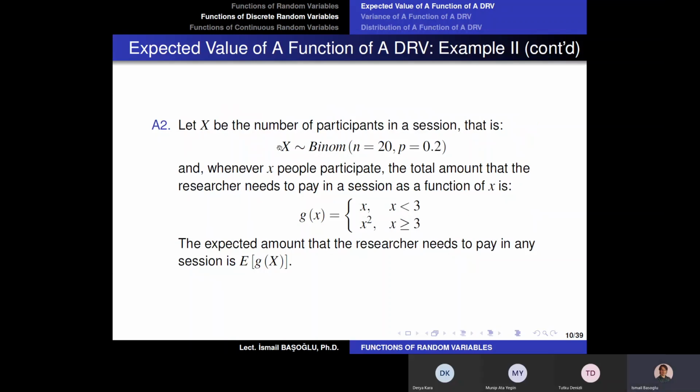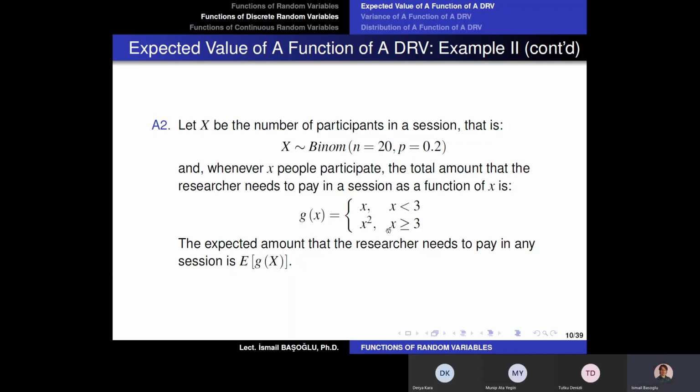So in this question, I know that in any session, the number of participants that will actually arrive to that session, that will also participate in that session, is a binomial random variable where the size parameter is 20 and the success probability is 0.2. Okay, so there are 20 examinees invited, each of which is independently likely to arrive with 0.2 probability. Now, whenever X people participate, the total amount that the researcher needs to pay in a session is defined as this function. So if the number of participants is less than 3, then I am going to pay 1 Turkish lira to each of them, which means if X is less than 3, then I am just going to pay X Turkish liras.